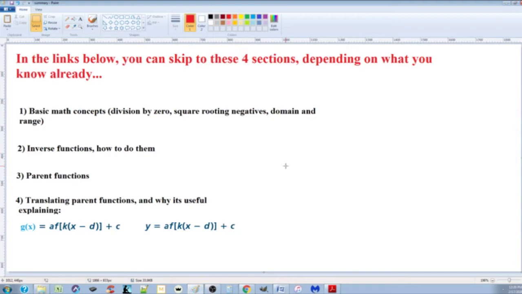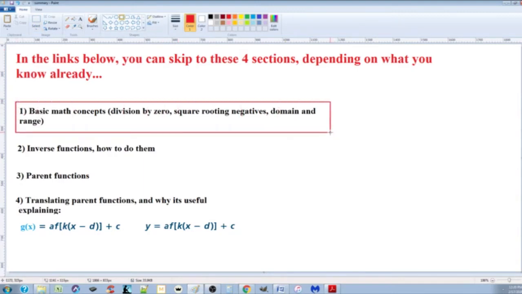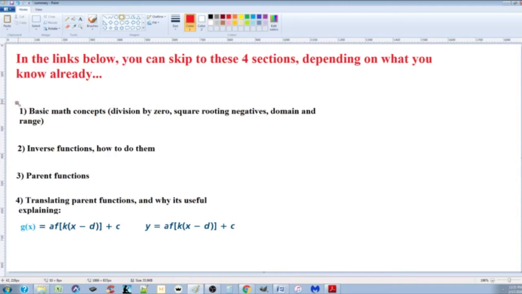Now, in the links below, you'll see sections that you can skip to. So we're going to look at right now just some basic math concepts. So it'll be division by what you can and cannot do. Division by zero, square rooting negatives, domain and range, how to figure them out, and dividing fractions, things like that. And I'm sure you probably already know a lot of those things, but if you don't, it's good to go over that.